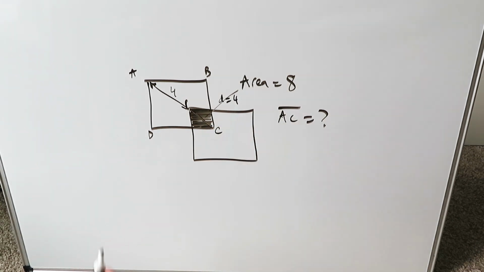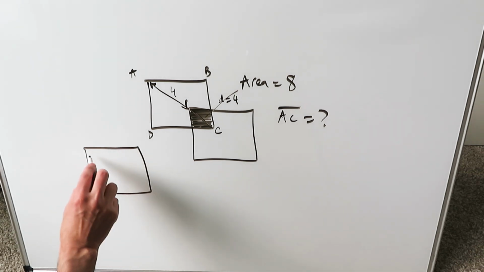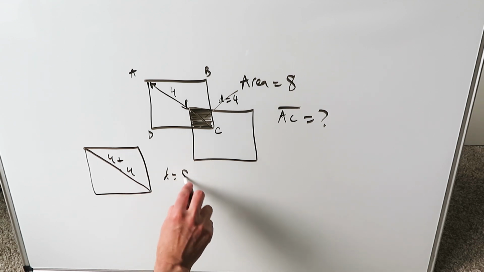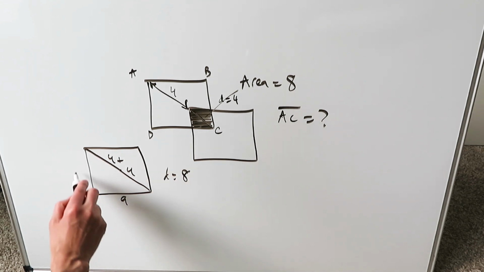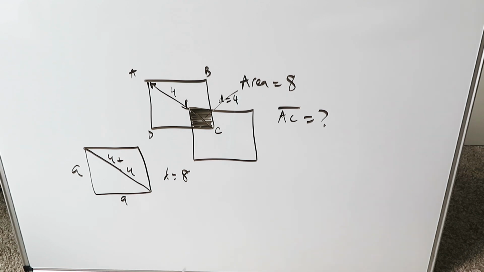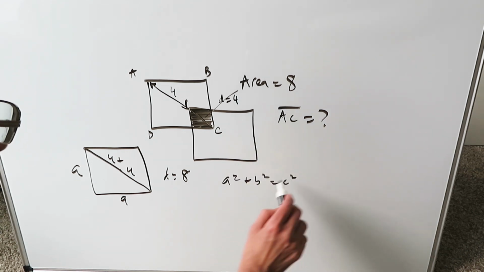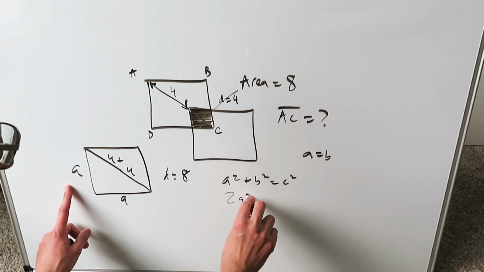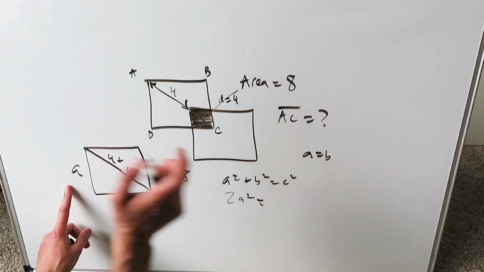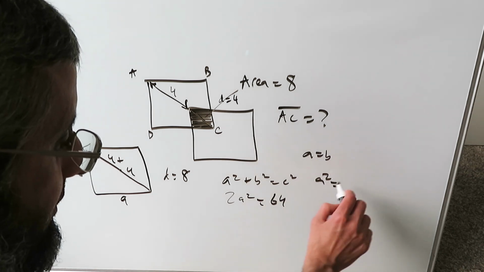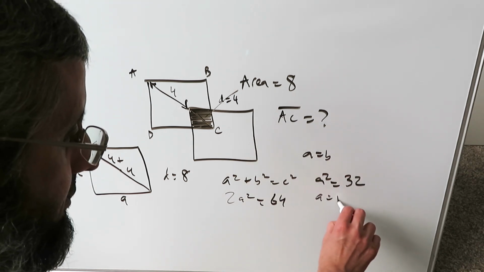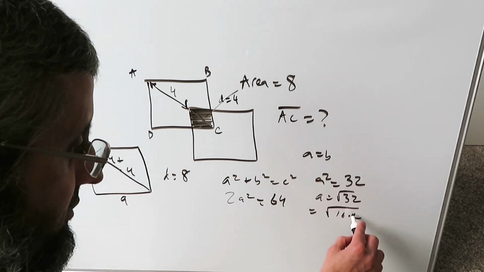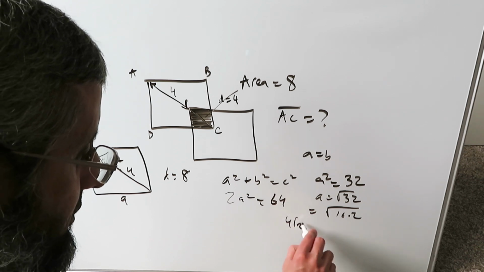Now focus on this large square ABCD. It has a certain diagonal. It has a 4 this way, but it also has a 4 this way. So the diagonal is equal to 4 plus 4, which is equal to 8. It has a certain side, we'll call it a, and another side a. We can use again a squared plus b squared is equal to c squared. Here a and b are equal to each other, and you can notice that because it's a square. So we have 2a squared is equal to 4 plus 4, 8 squared, which is 64. a squared is equal to 64 divided by 2, which is 32. a is equal to root of 32, and that's going to be root of 16 times 2, which is equal to 4 root 2.